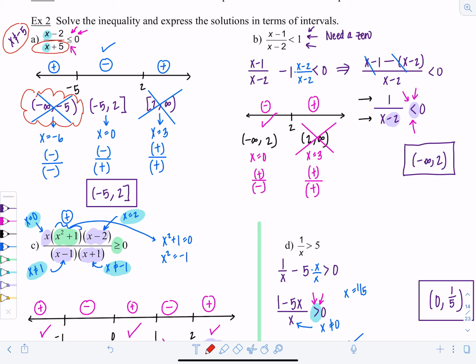We've got lots more with polynomials, finding their real zeros, finding complex zeros. It's going to be fun.